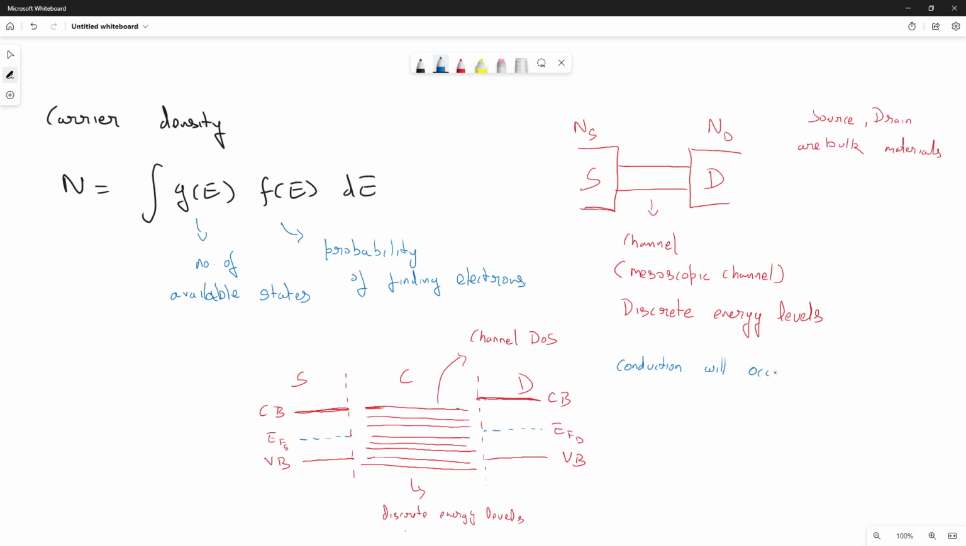So, read this statement that I'm writing. Conduction will occur if and only if there are free energy levels in the channel corresponding to the electrons in the source or drain. Is this statement making any sense?